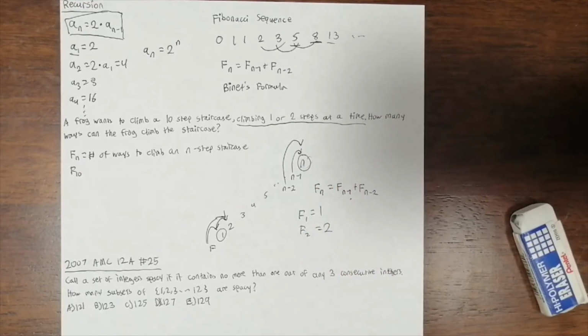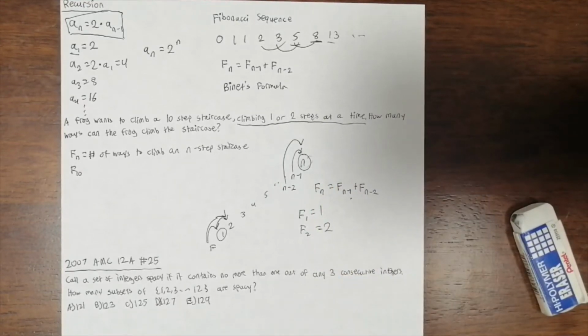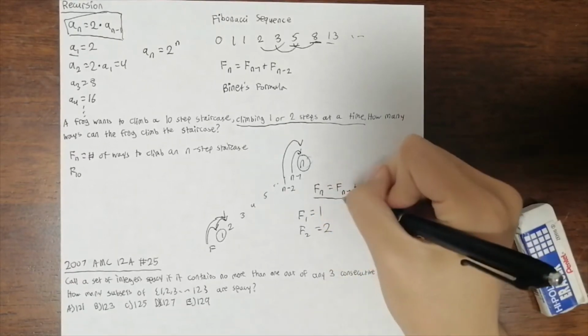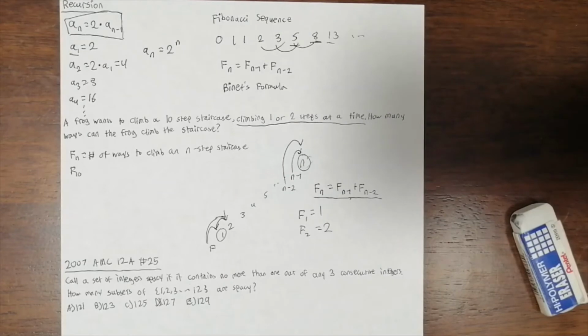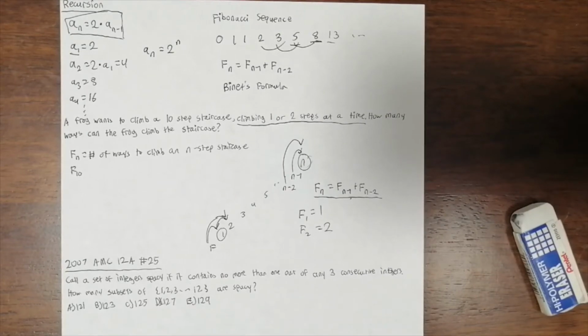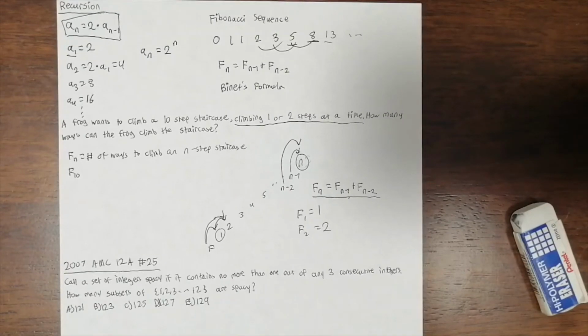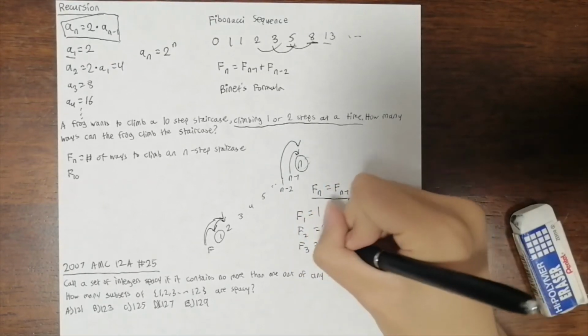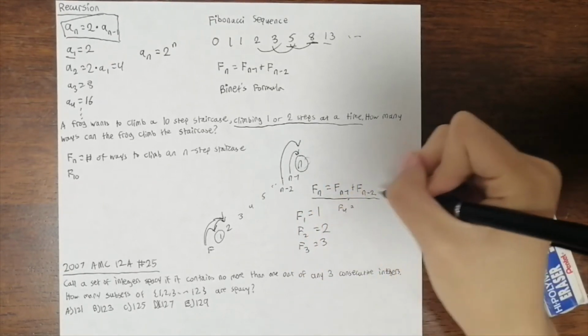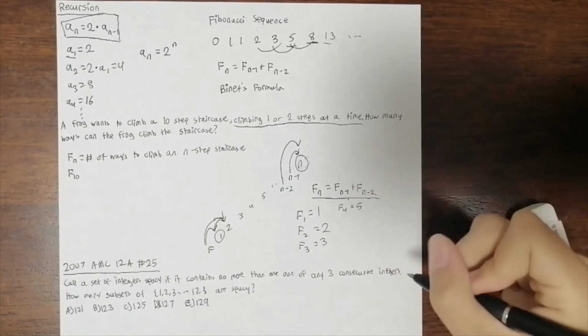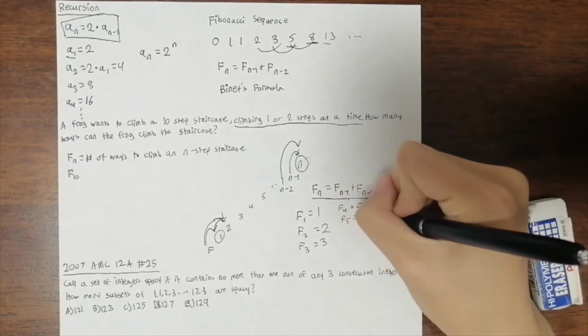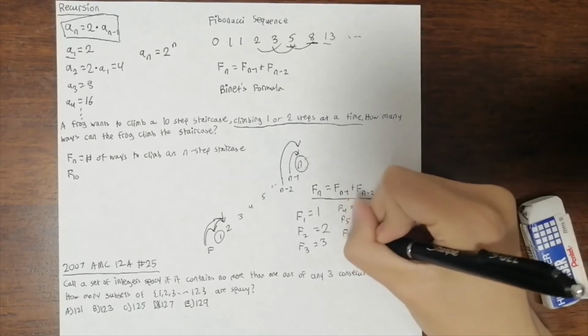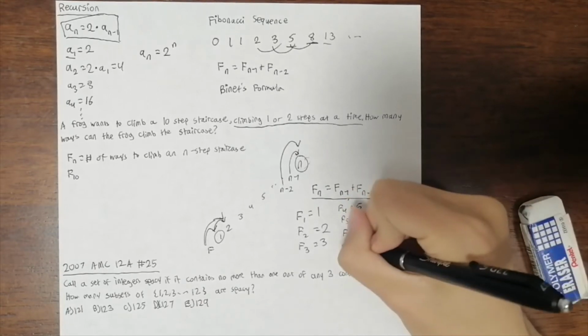Okay, and now we're done computing our first few terms, because we can just use our recursive formula, which is f sub n equals f sub n minus 1 plus f sub n minus 2, to compute the rest. So we know f sub 3 is equal to 1 plus 2, which is 3. F sub 4 is 2 plus 3, which is 5. F sub 5 is 5 plus 3, which is 8. F sub 6 is 13.